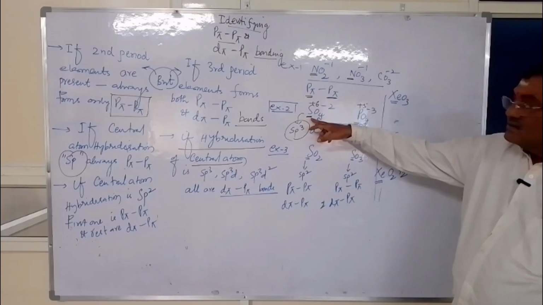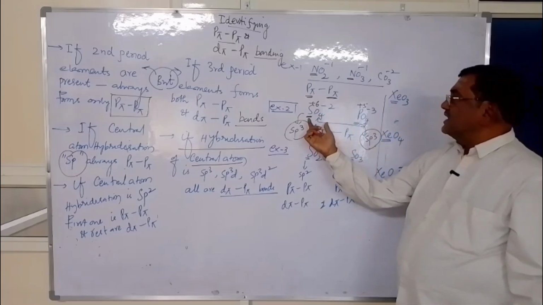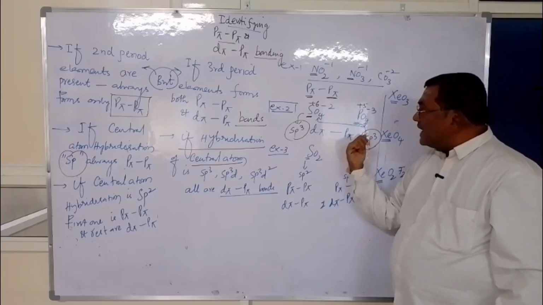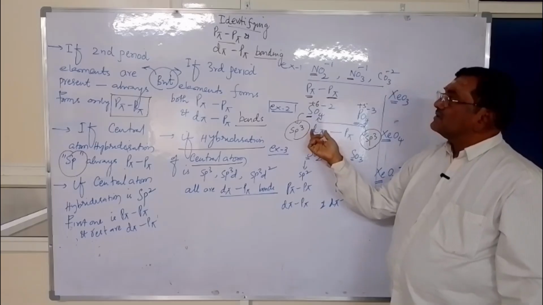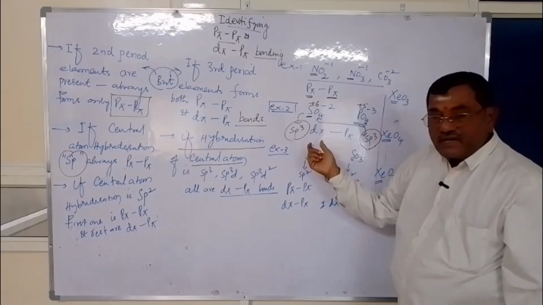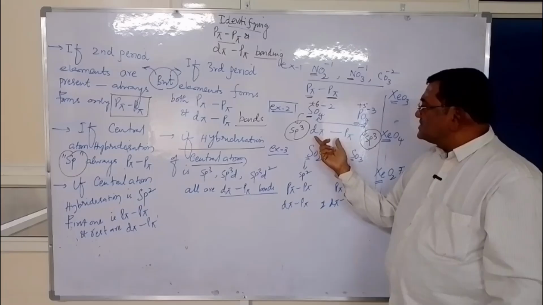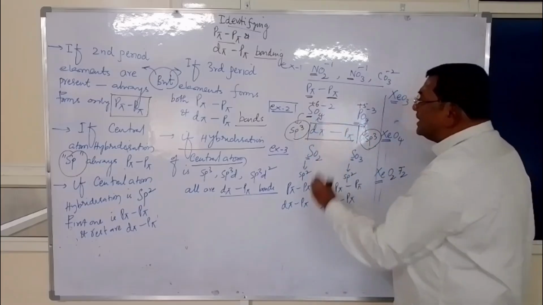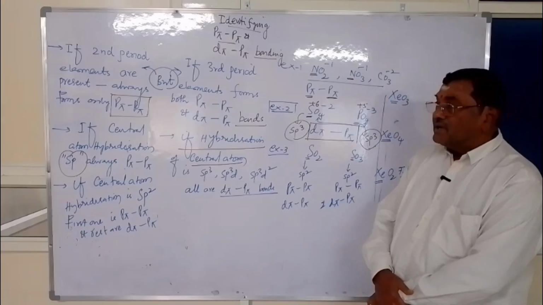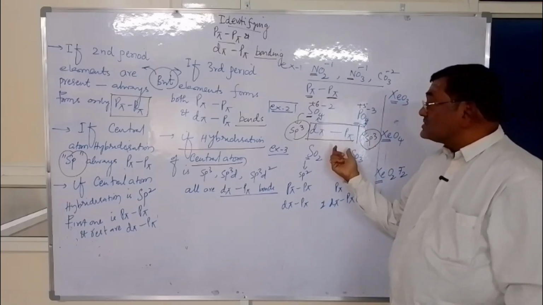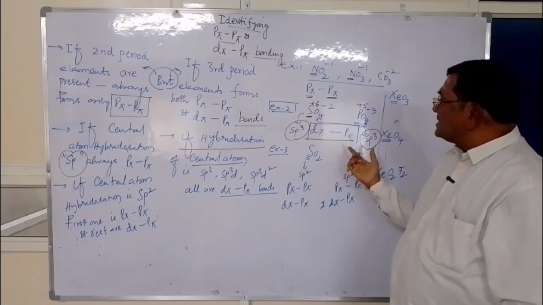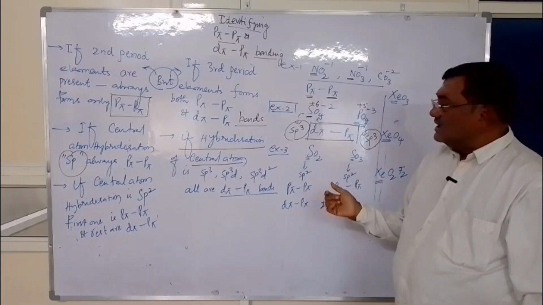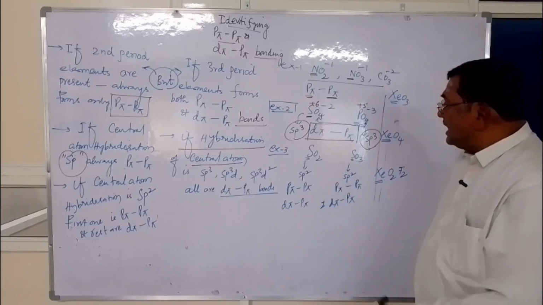See the logical concept here. If the oxidation number of the central atom is maximum, for a third period element having sp3 hybridization, then they are going to form d-pi, p-pi bonding. Why? Because the electrons are going to be excited into a higher energy level.